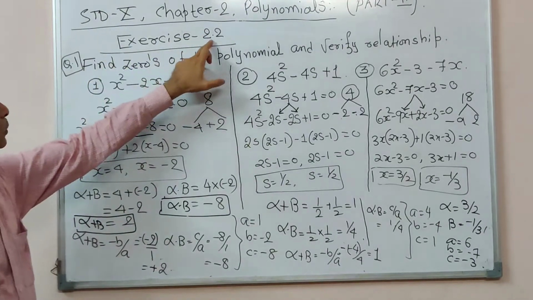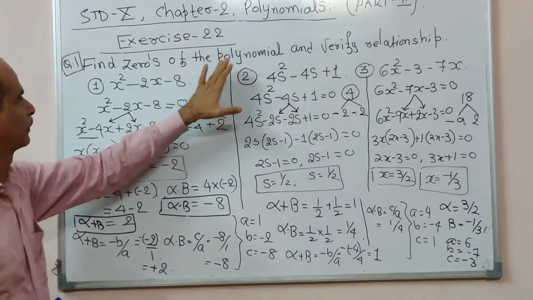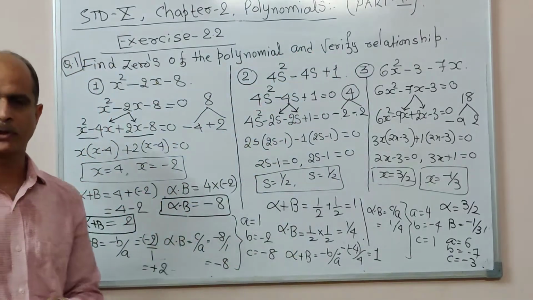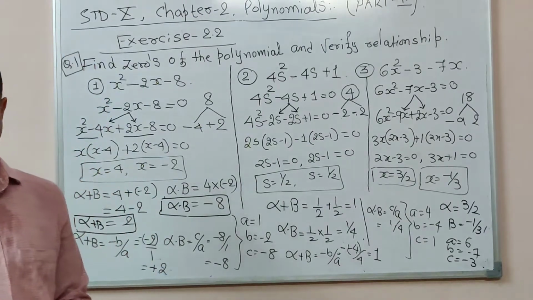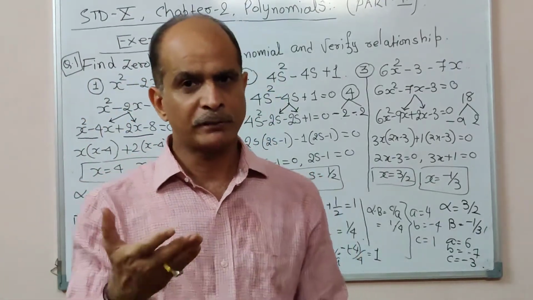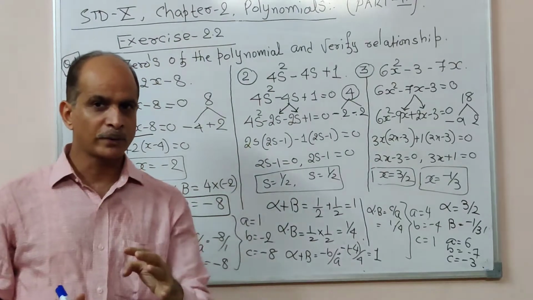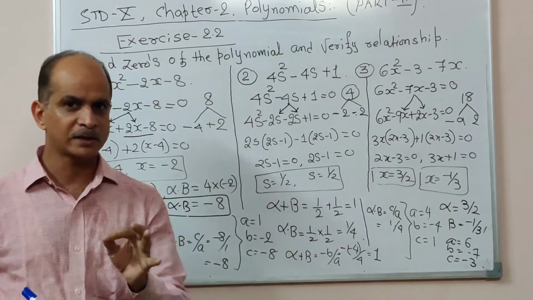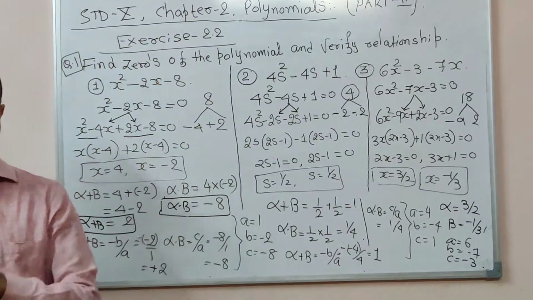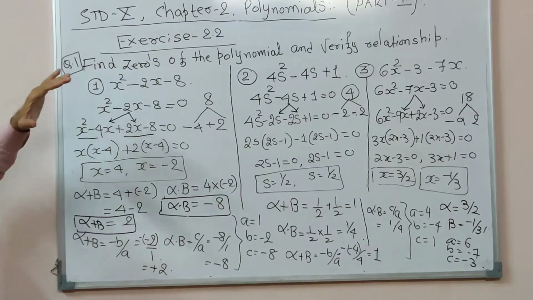Exercise number 2.2, example number 1. Find zeros of the following polynomial and verify the relationship between zeros and coefficients. You already know the relationship between zeros and coefficients. For a quadratic polynomial, alpha plus beta is equal to minus b by a, and alpha into beta is equal to c by a. Here in this exercise, we are going to solve some examples.